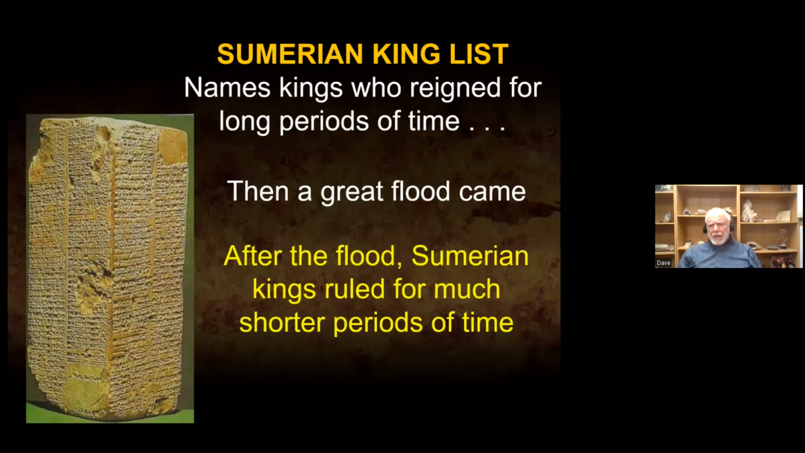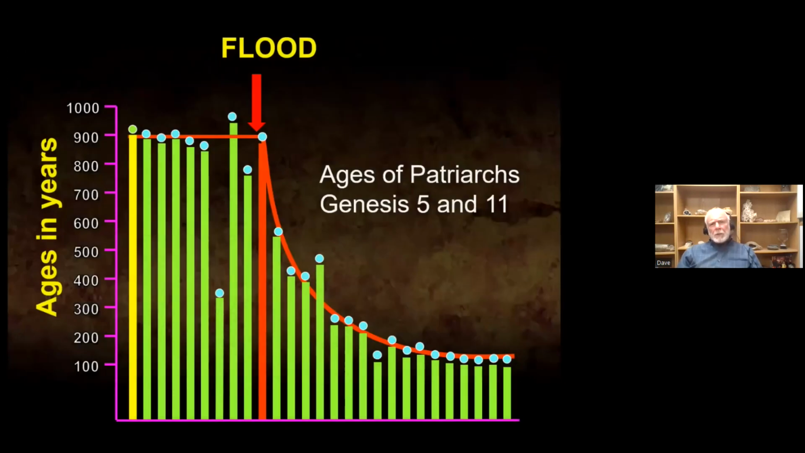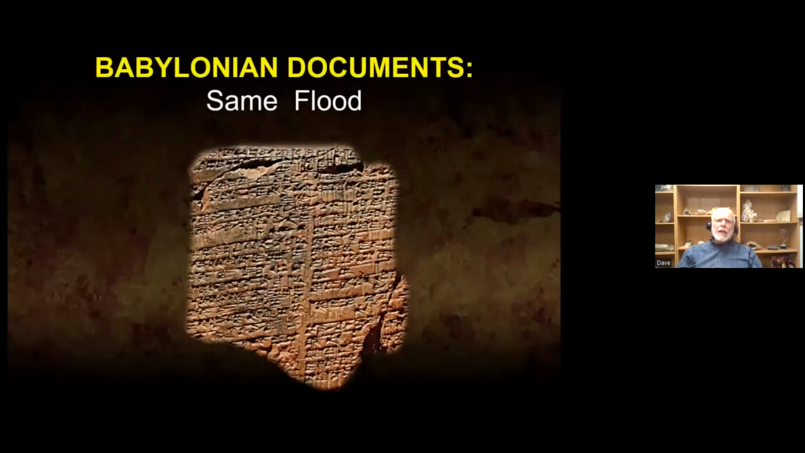That is significant from the standpoint when you look at the biblical record: the ancient patriarchs lived very long ages. Then the flood came. After the flood, our patriarchs and the people afterwards really did not live extremely long ages. So that kind of fits what the Sumerian king list would say. Babylonian documents, there's several of them, all describe the same flood.